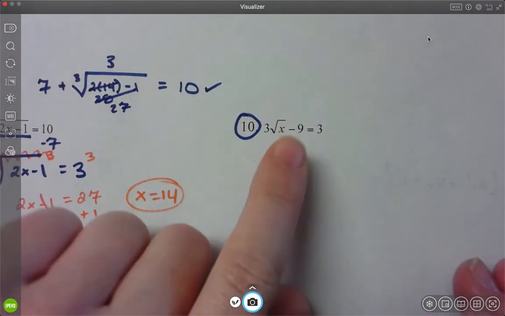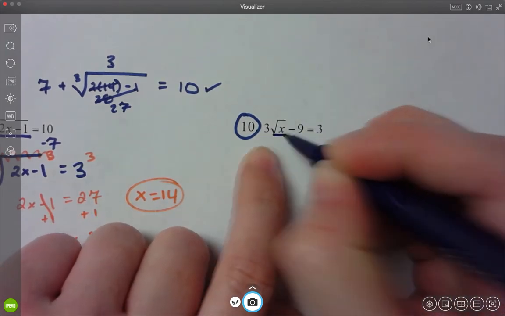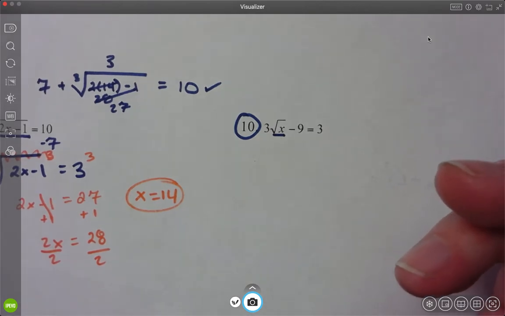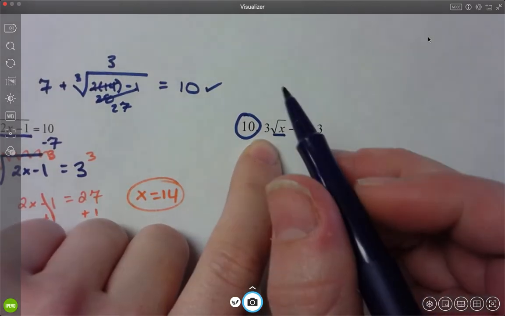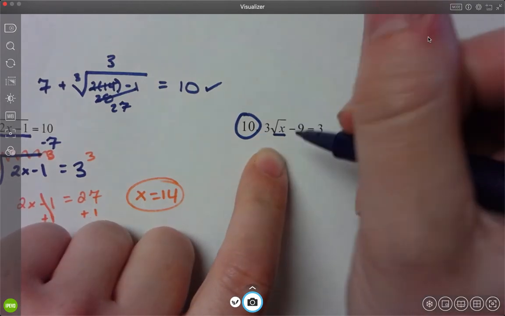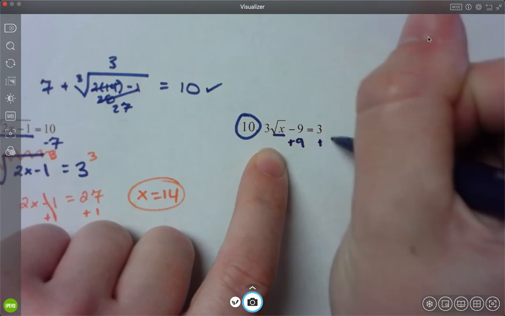Okay, last one, number 10. I want to solve for this x inside of here, but I have to get rid of everything else around it. So here we have 2 things that we have to move. We have to move the negative 9, we have to move the 3. So think about which one you're going to move first. Negative 9, you're going to move before the 3. We are going to add 9 to the other side.